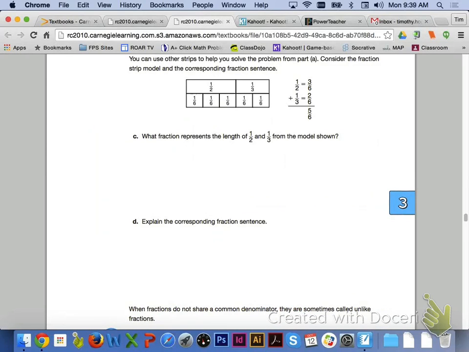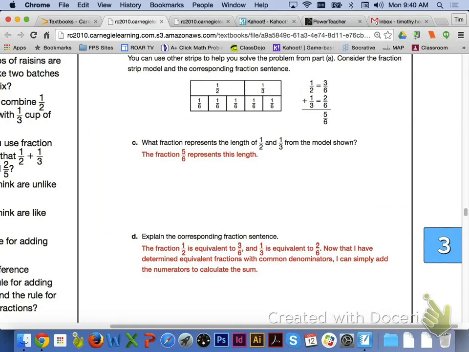At the top of page 171, you can use other fraction strips that you have to help you solve the problem from part A. Consider the fraction strip model and the corresponding fraction sentence. Go ahead and answer letter C and letter D with your group members on page 171.